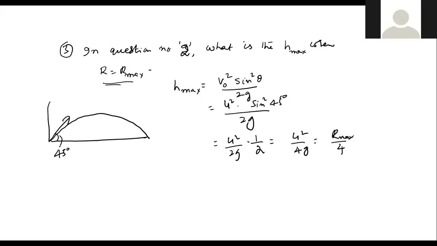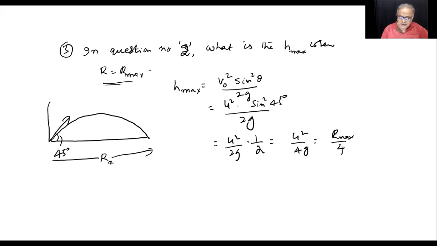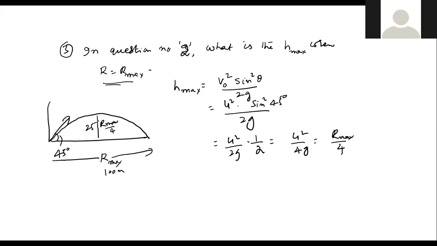So for 45 degrees, it went to some distance R, for example. This is R max. Now the height reached will be simply 1/4 of this. Do you understand? Like if this was 100 meters, for a certain speed, this will be how much? 25 meters.